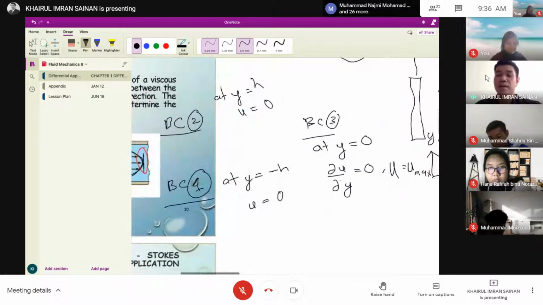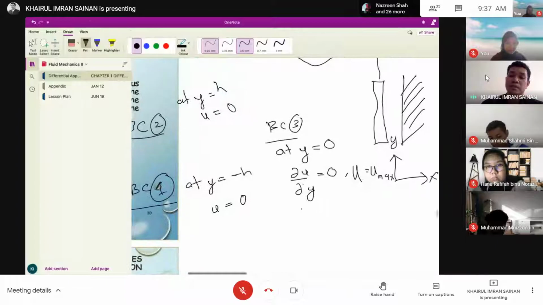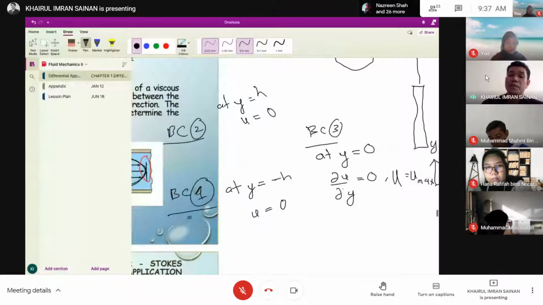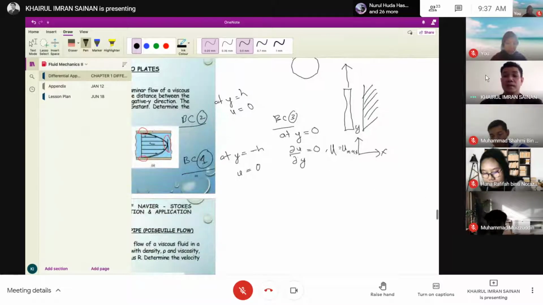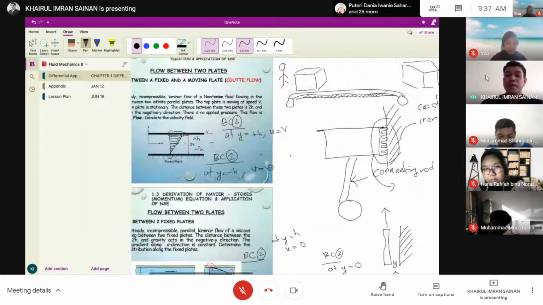And it also means that u is actually u maximum. So we're going to use this as your boundary condition if needed, because sometimes you apply BC1 and BC2 and you are not able to determine C1 and C2. You need to use BC number 3, for example. Alright, that is case A and case B.